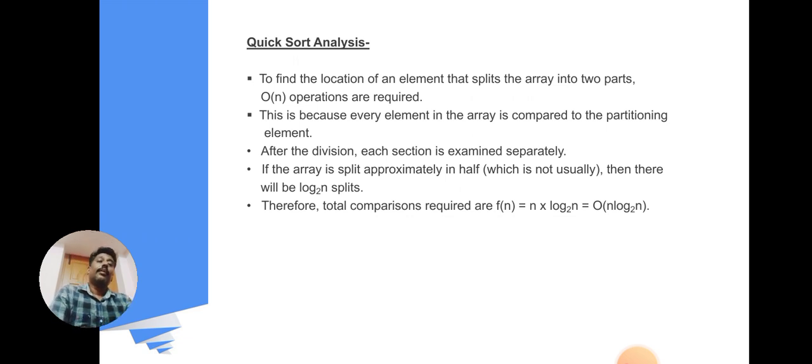Finally, quicksort gives the location of the element that splits the array into two parts. Order of n operations are required, because every element in the array is compared to the partitioned element. After the division, each section is examined separately. If the array is split approximately in half, then there will be log 2 n splits. Therefore, the total comparison required is f of n equal to n into log 2 n, that means order of n log 2 n.